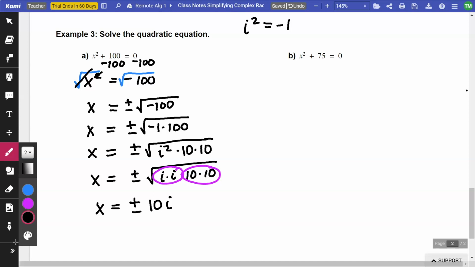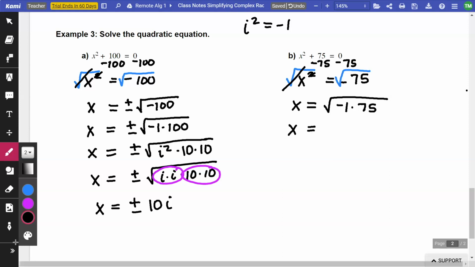Again, we only have 2 terms, so let's just solve directly for x instead of using the quadratic equation or factoring, all that good stuff. We're just going to subtract 75 to both sides. So x squared equals negative 75. How do I get rid of the square? I square root both sides. So x is equal to, the square root cancels the square. I'm left with x is equal to the square root of negative 1 times 75.